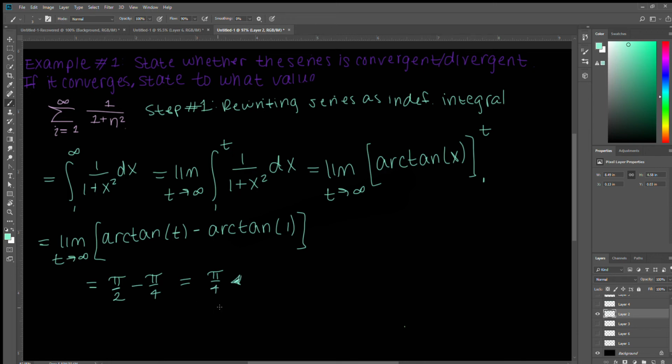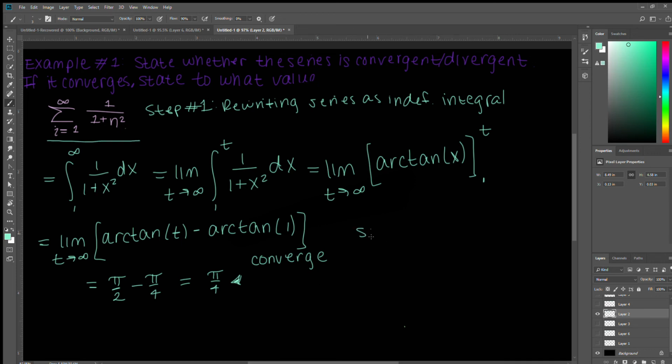So, since our indefinite integral converges to a single value, it will converge. So, since our indefinite integral converges, that means our series does also.